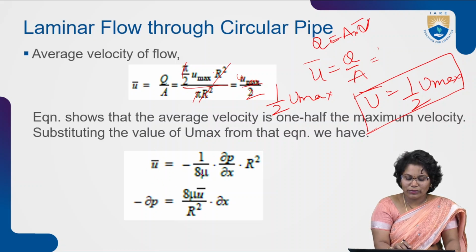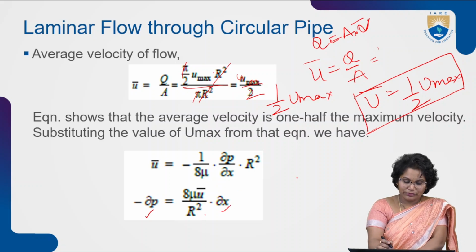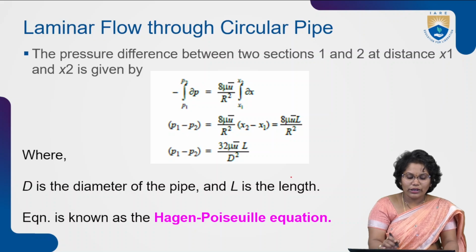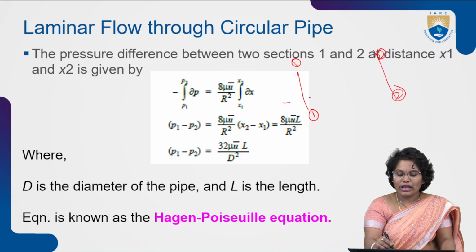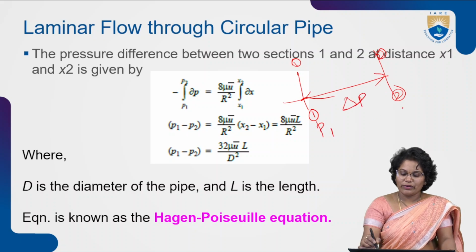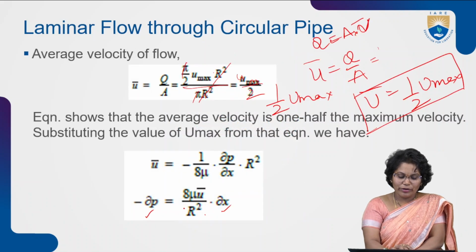So here U bar is equal to minus 1 by 8 mu into dou P by dou X into R squared. So what is dou P? Here we need the pressure on the left hand side. So minus dou P is equal to 8 mu U bar by R squared into dx. Here we take the pressure difference between two sections, section 1 and section 2, calling the pressures P1 and P2. So the equation is dou P equal to 8 mu U bar by R squared into dou X.